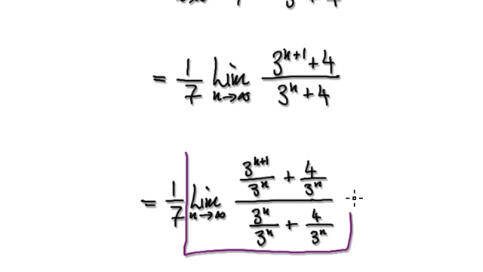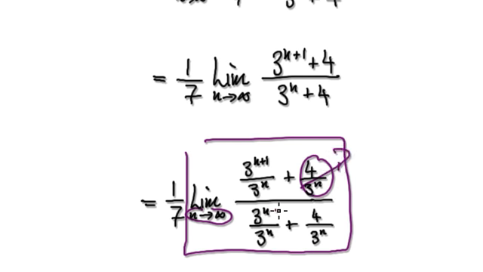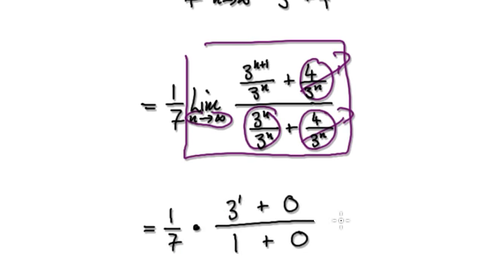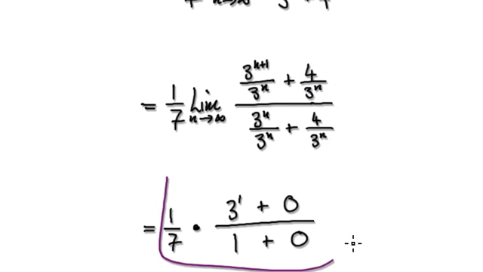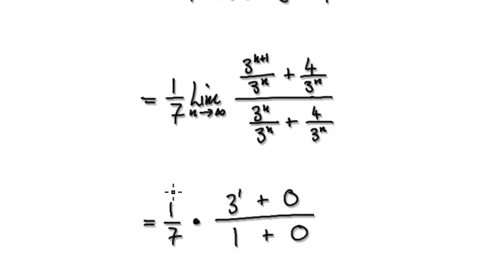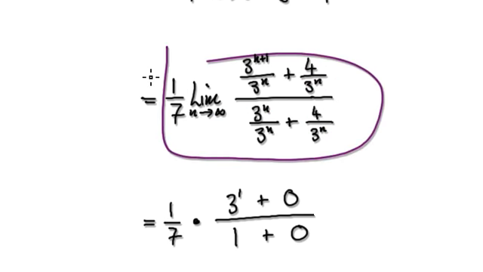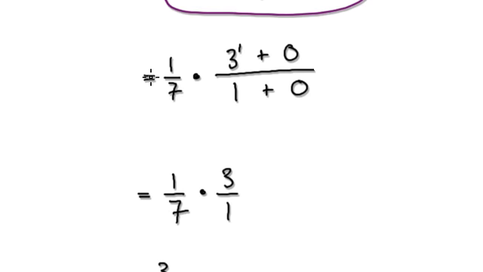Now as n heads towards infinity, this will disappear, this will be 1, and this will disappear. Then this thing here, you can simplify: 3n plus 1 divided by 3n. It's going to be this, take away this, which will be 1. So this whole thing here will then become this. So the limit of this whole thing here is 3 over 7.